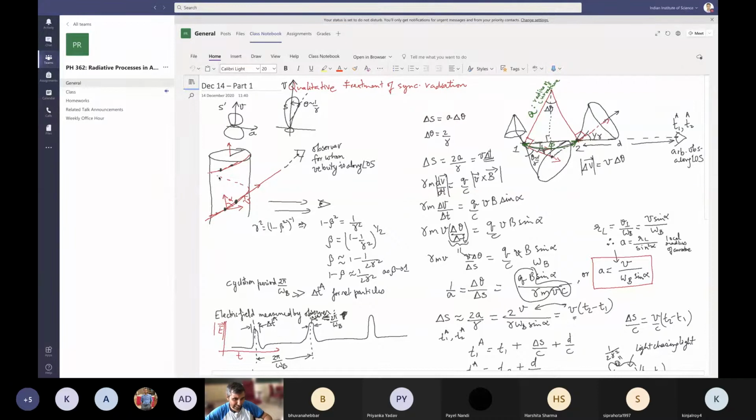So if you have a fixed pitch angle of particles, you only see radiation peaked in that direction. But in general, we have a distribution of pitch angles, so you will see radiation in other directions as well.